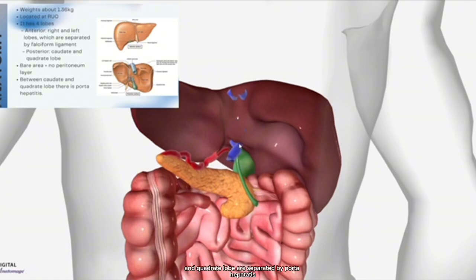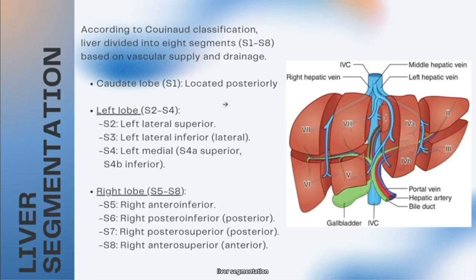Caudate lobe and quadrate lobe are separated by the porta hepatis, which contains the hepatic portal vein, hepatic artery proper, and also the common bile duct. For the liver segmentation, according to the Couinaud classification, the liver is divided into 8 segments, S1 until S8, based on vascular supply and drainage.